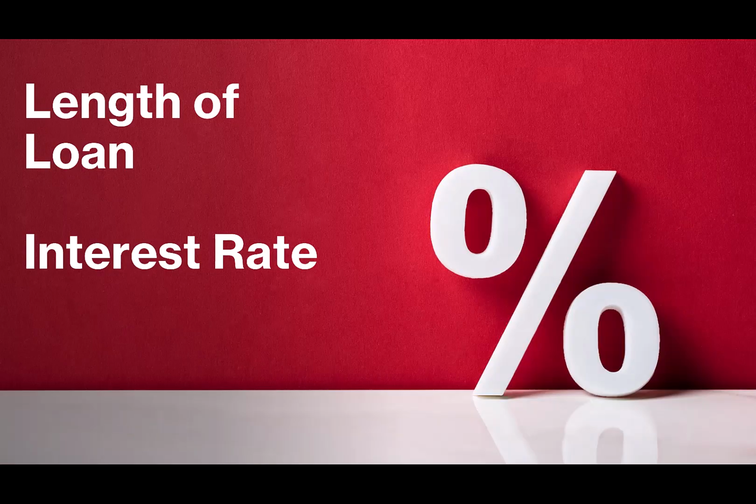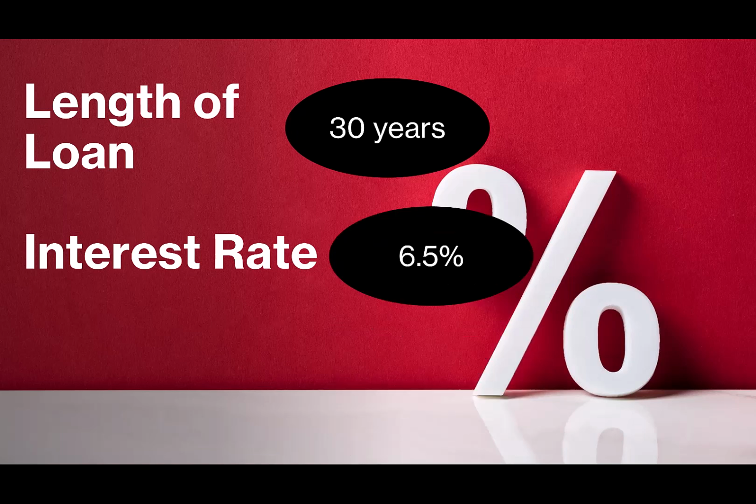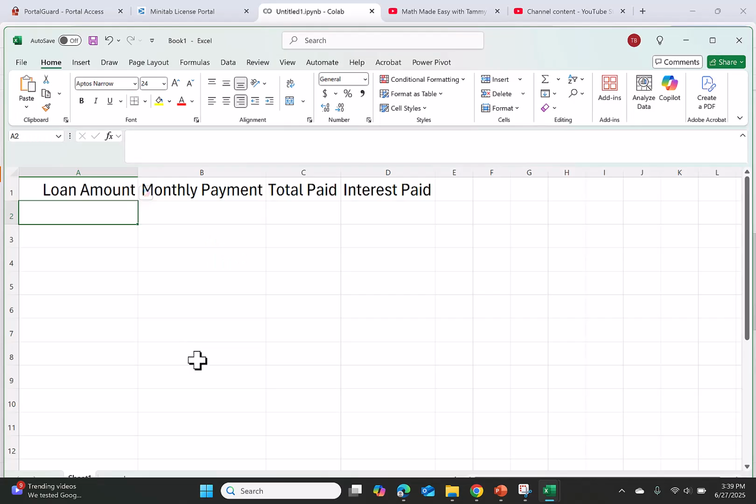So we need to know two things to start. How long is our loan and what's the interest rate going to be? For this example, we're going to use 30 years as the length of our loan, thinking a regular mortgage. And then we're going to use an interest rate of 6.5%, but once you see how we do this, you could change it for whatever interest rate you have.